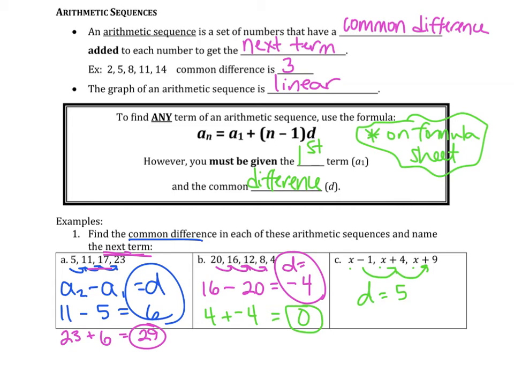Lastly, okay, we ended up with x plus 9. I have a common difference here of 5, and that means I'm going to add 5 onto x plus 9. So x plus 9 plus 5 would be x plus 14 would be the next term.